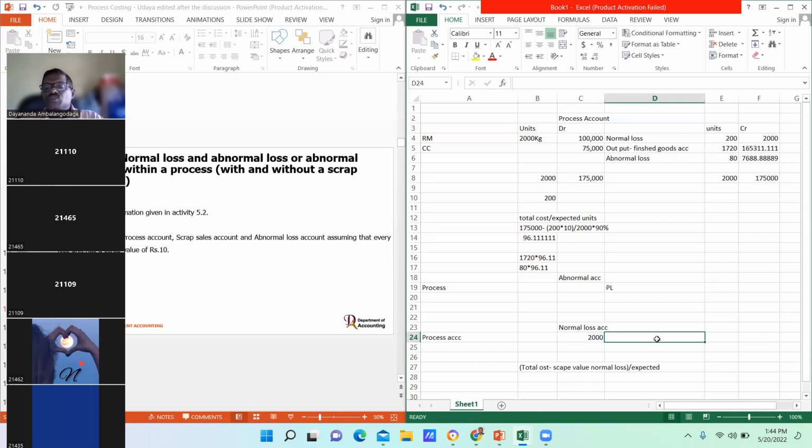Since you receive the cash amount of this much, you debit the cash account, 2000. So thereby your account would be closed. So what is this entry? You can transfer it to here and you can debit the cash account.